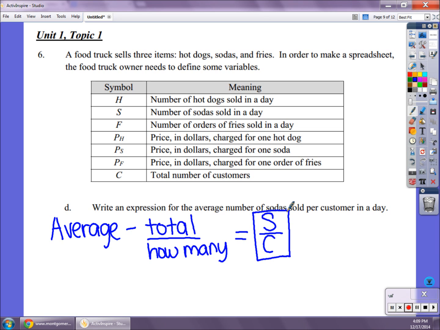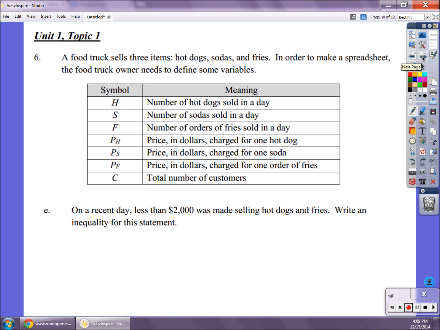Moving on to letter E. Switch up my color here. On a recent day, less than $2,000 was made selling hot dogs and fries. Write an inequality for this statement. Okay, we have a lot to think about in this problem. We're dealing with money, less than 2,000. That's going to be less than 2,000. We have the less than symbol. Selling hot dogs and fries.